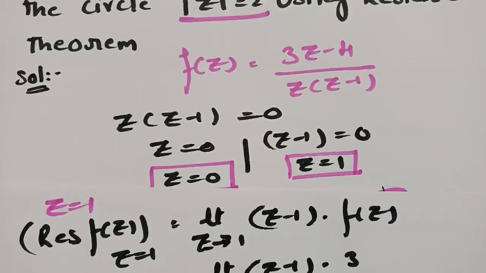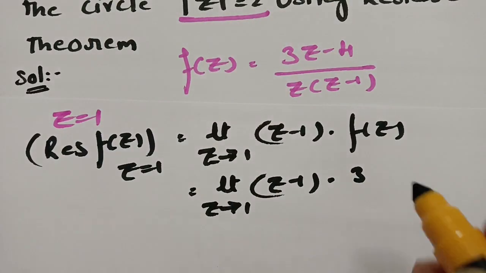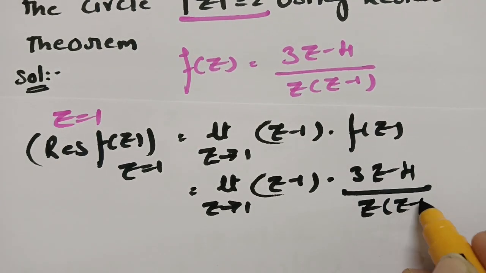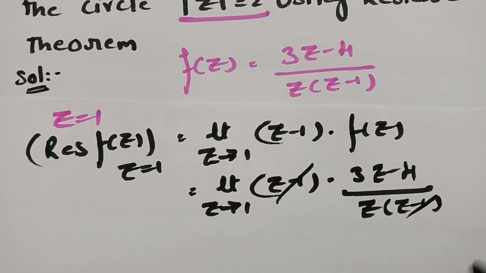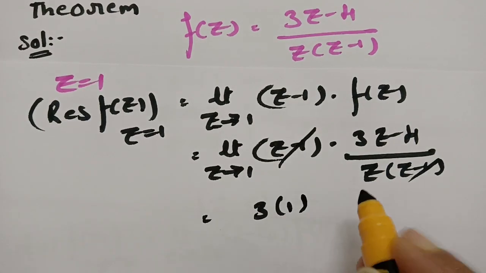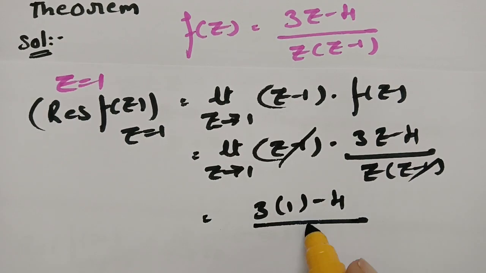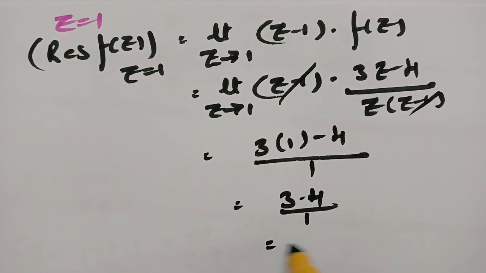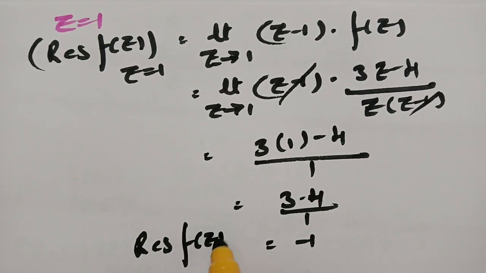So what is f of z here? f of z is nothing but (3z minus 4) by z into (z minus 1). If I cancel z minus 1 and substitute z equal to 1 in the rest of the function, this will be (3 into 1 minus 4) by 1, which is 3 minus 4 by 1, which is equal to minus 1. So this is the residue value of f of z at the point z equal to 1.